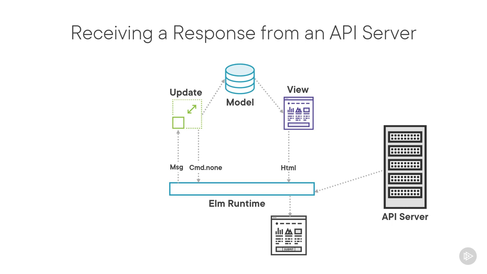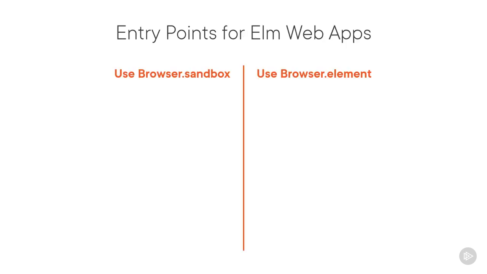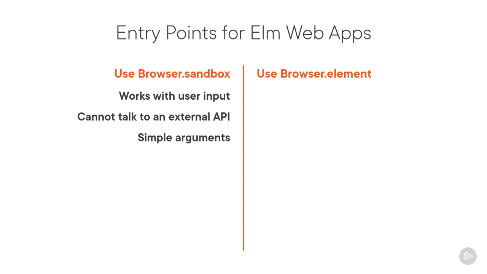To use commands, we must modify the entry point of our shopping cart. So far, we called Browser.sandbox when starting it. Browser.sandbox allows us to work with user input, such as onClick events. As the name suggests, this entry point is a sandbox that prevents interacting with the outside world, so it cannot talk to an external API. Browser.sandbox is simple to use since it has 3 arguments: the initial model, the view, and update functions. Also, the update function only returns a model type, so it's not possible to use commands from a browser sandbox.